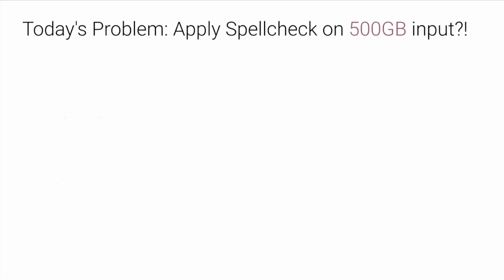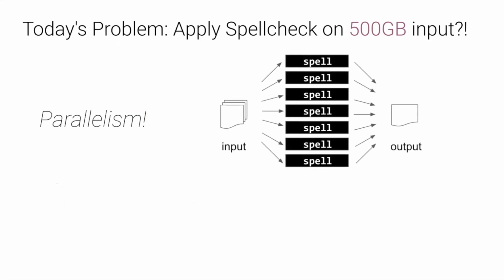But what if instead of two small input files, we had half a terabyte of input data? To accelerate the computation, we would want to leverage data parallelism. First, split the half a terabyte input data, then apply the computation in parallel across partial inputs, and finally, cleverly combine the results to produce the correct outputs.